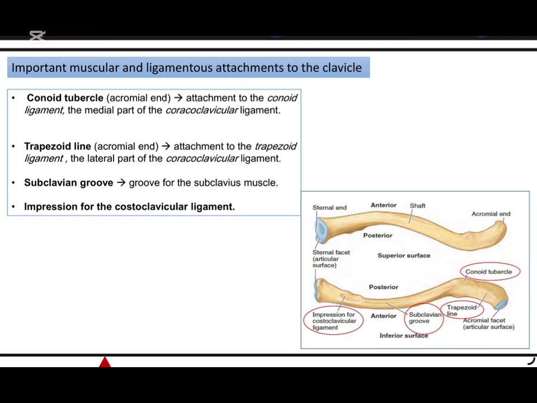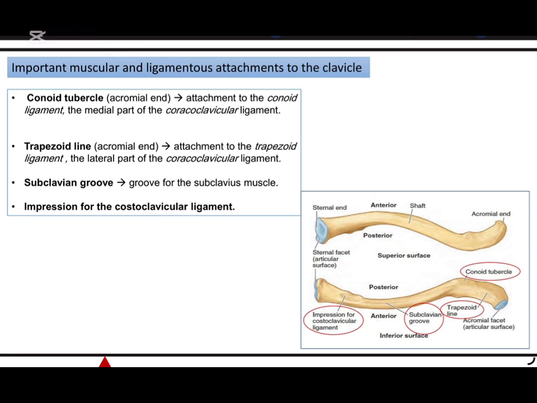So, I have a large ligament. We call it coracoclavicular ligament. It attaches between the coracoid process and the clavicle. It has two parts. First one, I call it conoid ligament, which is attached to the conoid tubercle. Then I have the trapezoid ligament, which is attached to the trapezoid line, okay? Both of them are located on the lateral end of the clavicle.